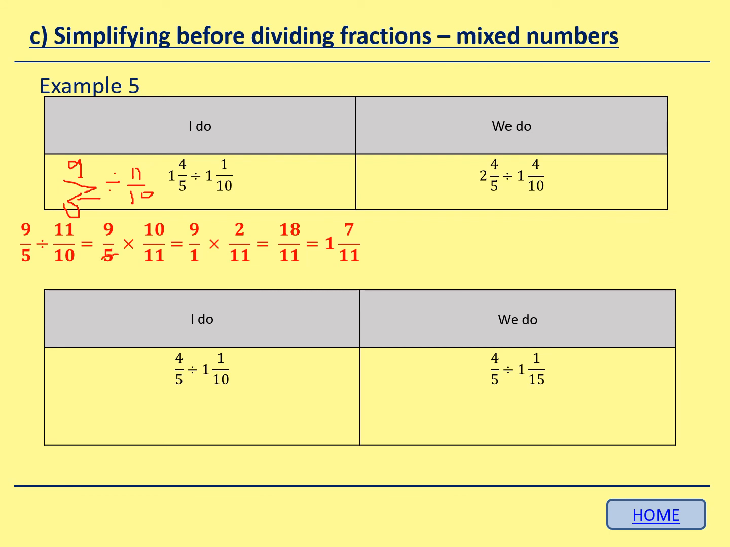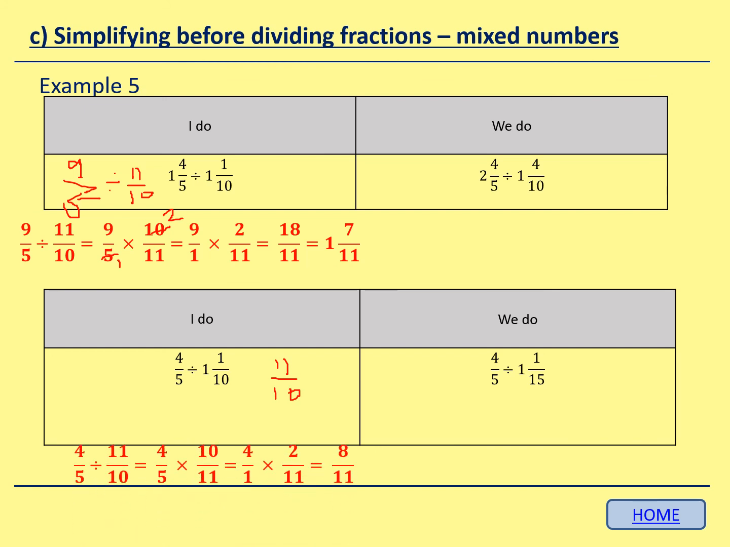5 goes into 10 twice, 5 ones is 5, 5 twos are 10. So 9 times 2 is 18, 1 times 11 is 11. 11 doesn't go into 18, so the mixed number is 1 and 7 over 11, since 11 ones are 11, remainder 7. So this is 4/5 divided by 11 over 10.